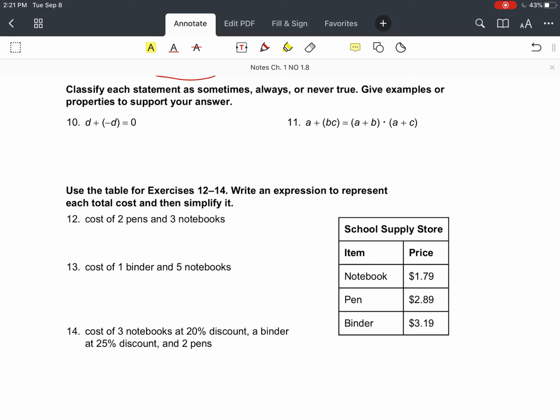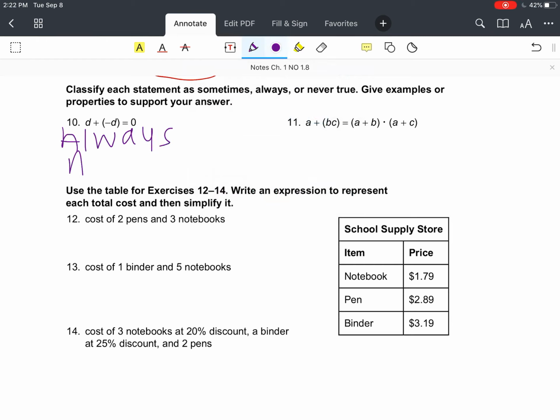All right, numbers 10 and 11. Classify each statement as sometimes, always, or never true. Give examples or properties to show your answer. D plus negative D is equal to 0. Well, that's our additive inverse property. So because that's a property, I know it's always true. So that's always, and that's additive inverse.